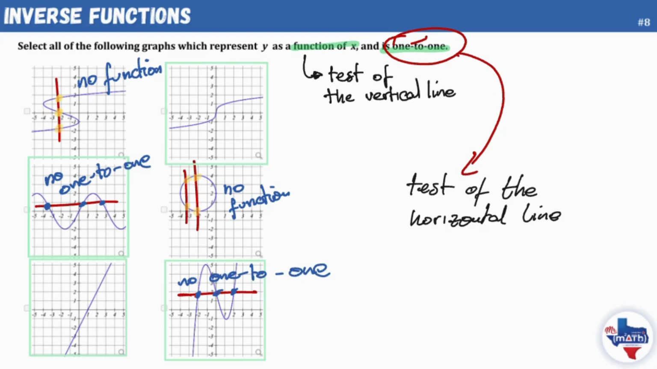Okay, so look at the one here. It cuts only in 1 point, it cuts only in 1 point. So that's a good one. This should be an option. And look at this one here. It cuts only on 1 point. I mean, every horizontal line cuts only on 1 point.